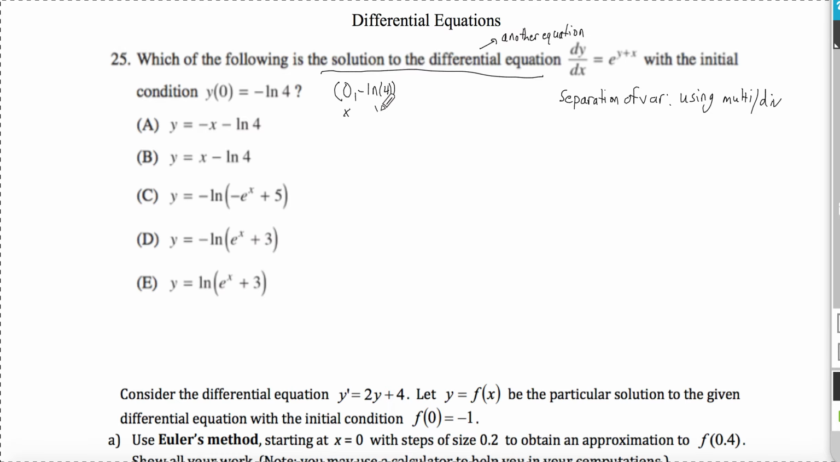This is our x value, this is our y value, y of 0, y when x is 0. All right, so let's review how to do separation of variables using this equation here. dy/dx is going to be equal to e to the y plus x.